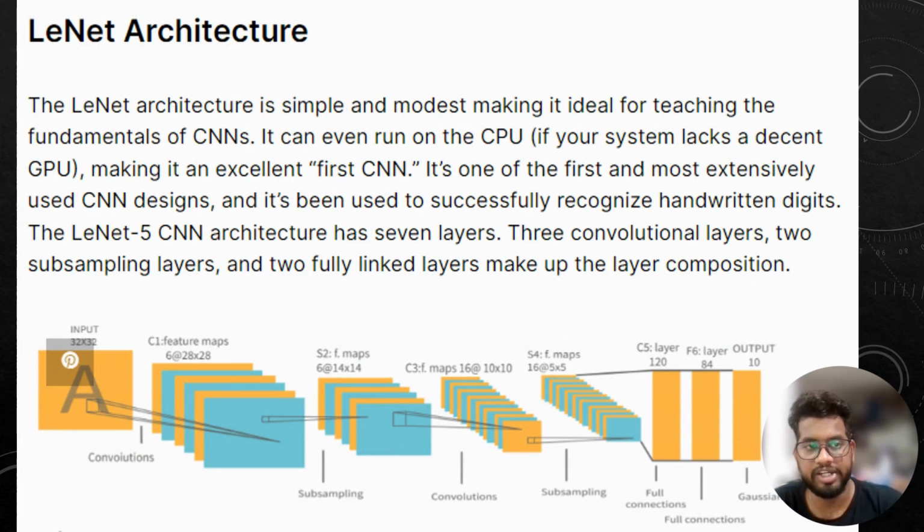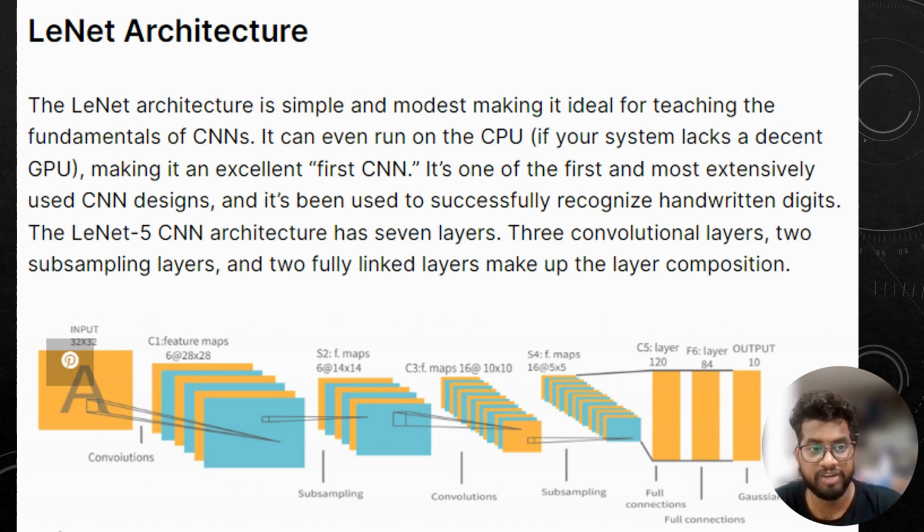The LeNet architecture is simple and modest, making it ideal for teaching the fundamentals of CNN. It can even run on the CPU if your system lacks a decent GPU, making it an excellent first CNN. It is one of the first and most extensively used CNN designs, and it's been used to successfully recognize handwritten digits. The LeNet-5 CNN architecture has 7 layers, 3 convolution layers, 2 subsampling layers, and 2 fully connected layers, making up the layer composition. A pictorial depiction is there below.